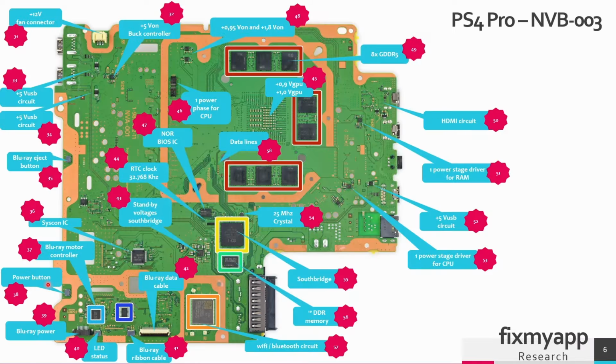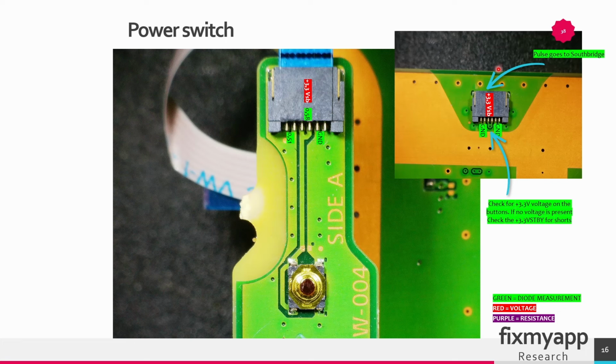The power button PCB board is connected by a ribbon cable to this connector. So this is in region 38. This is region 38. So this is the connector. The first two pins and the last two pins are ground, and on the middle pin the standby voltage of 3.3 is present.